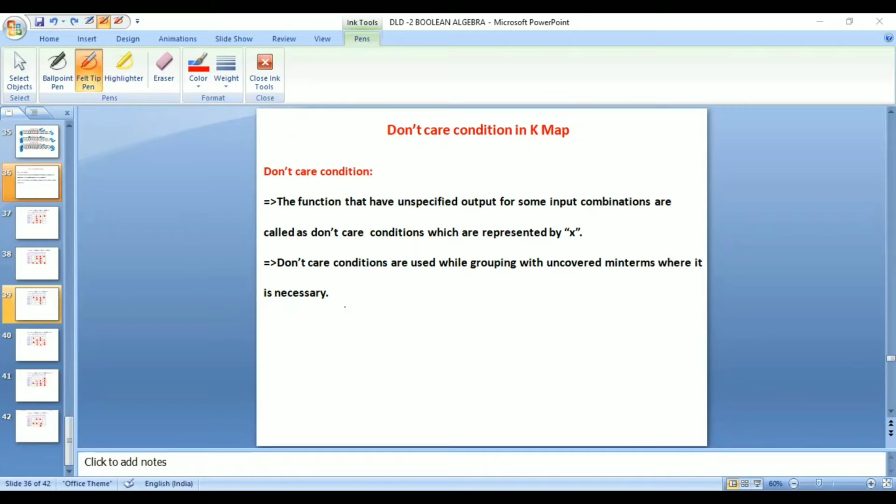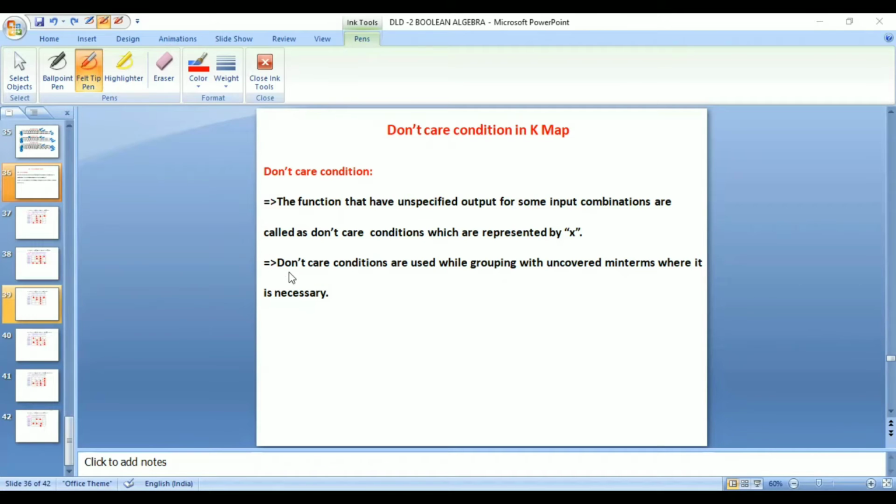Now, don't care conditions are used in KMAP while grouping with uncovered minterms where it is necessary. So if it is required, compulsory, then only we will group the minterms with those don't care conditions. Otherwise, if it is not required, we don't bother about that don't care condition. With the help of an example, you can understand this statement.